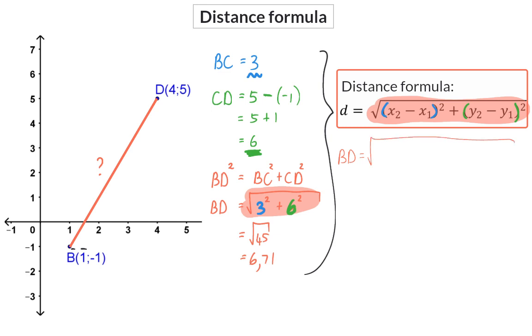We are going to start off by calculating the difference between the two x values. The x values we have is 4 and 1, so it will be 4 minus 1. Next, we're going to calculate the difference between the two y values of 5 and -1. Remember that you need to get the difference between 5 and -1, and it is therefore important to put that -1 in a bracket. And now we have the square root of 3 squared plus 6 squared, just like we had using the theorem of Pythagoras to get to the same answer of 6,71.